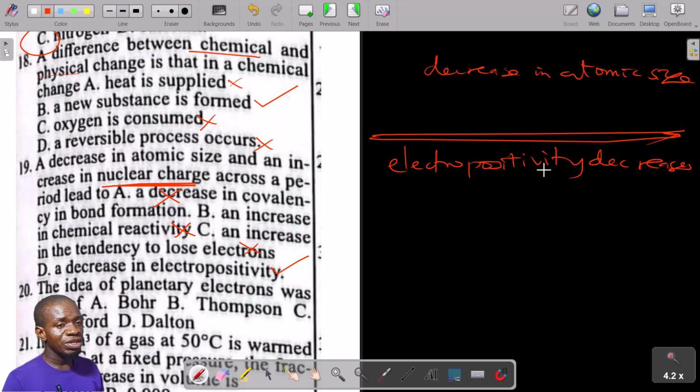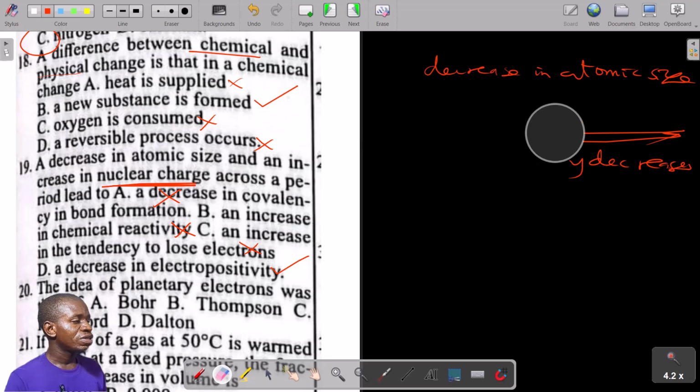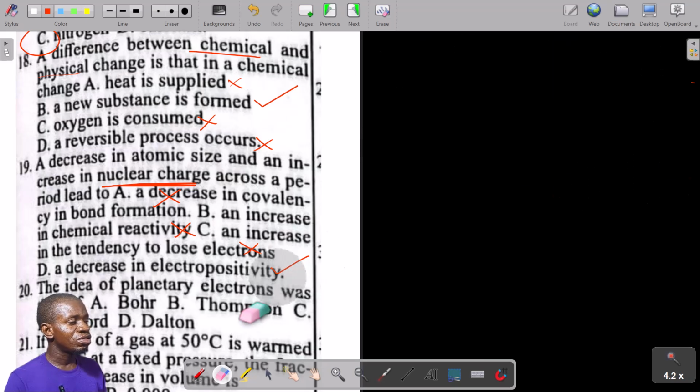Now let me quickly give you a rundown of the periodicity of elements, so that you know the one that is increasing and the one that is decreasing across the period. That's the essence of this class: we do some questions, and if we have anything that we need to talk about, we'll quickly talk about it. For this quick rundown, you need to take note of the following.